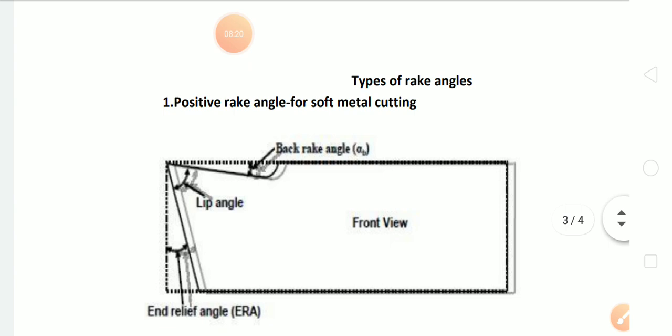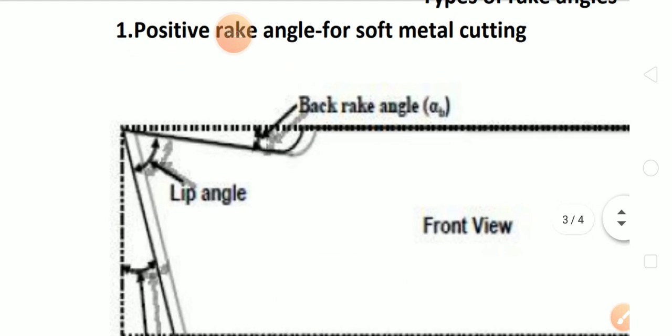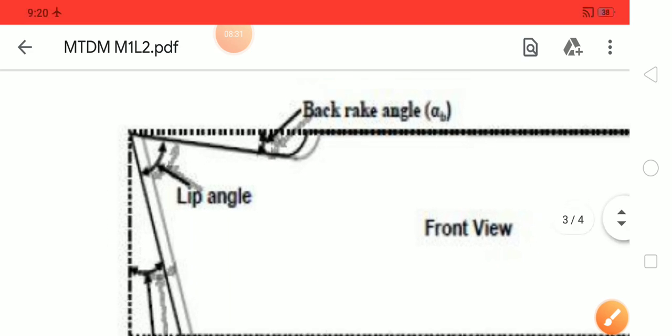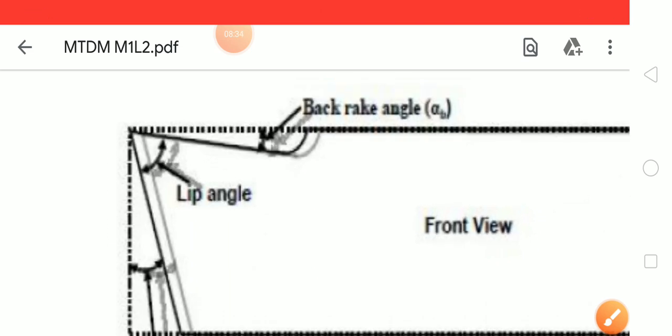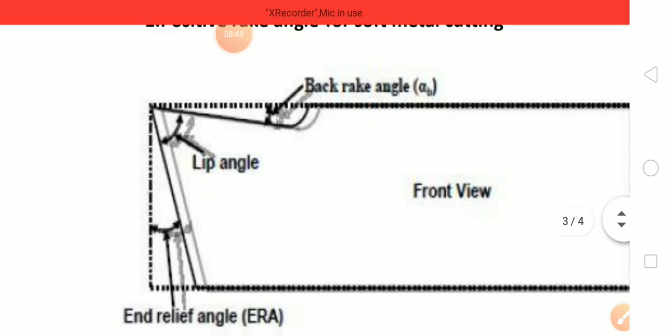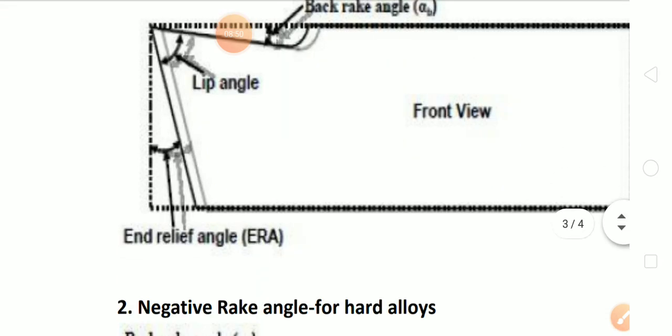For the positive rake angle, you can see an inclination like this. If the angle is like this, then you can call it a positive rake angle. It makes small chips. I have mentioned chips in the previous class. An increase in back rake angle forms thin chips, so the heat produced between the chips and the tool is lesser, so the tool has a higher life, and the surface machined by it will be very smooth.